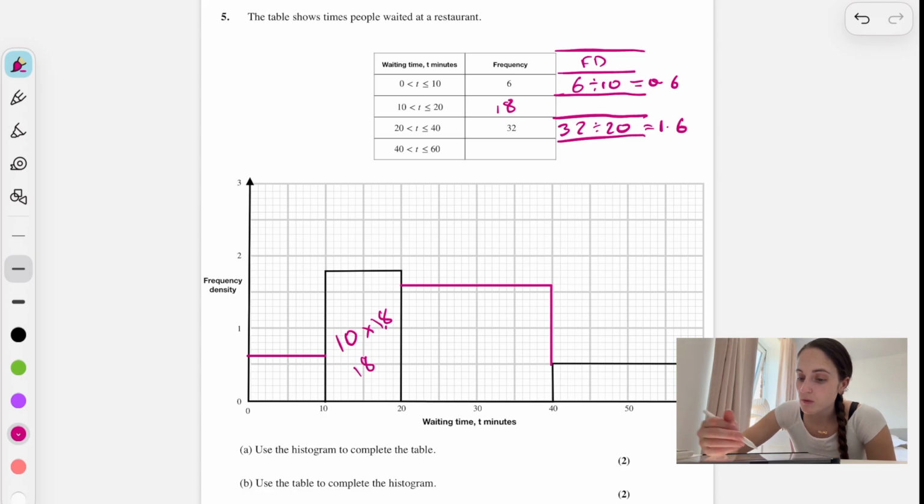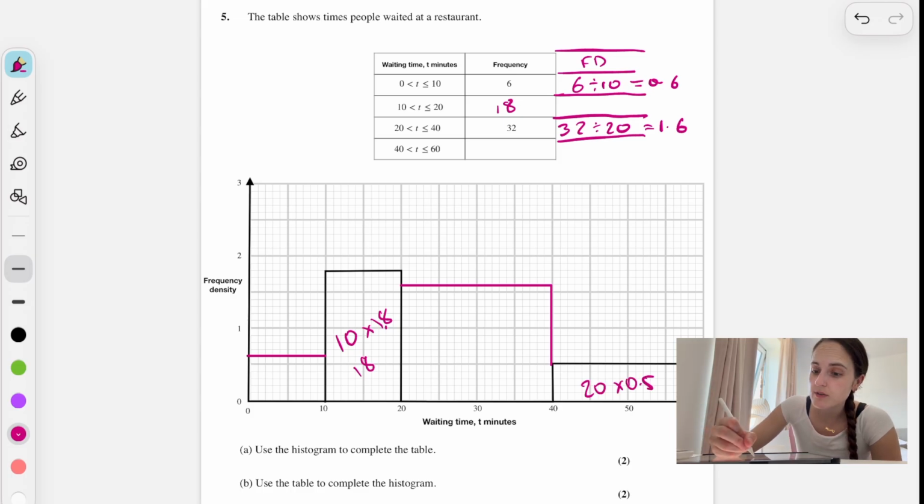And then the last one, from 40 to 60, we need to work out the area. So it's going to be 20 because the base is 20 and the height is 0.5. So 20 times 0.5 is going to be 10. So that is the answer to that question.